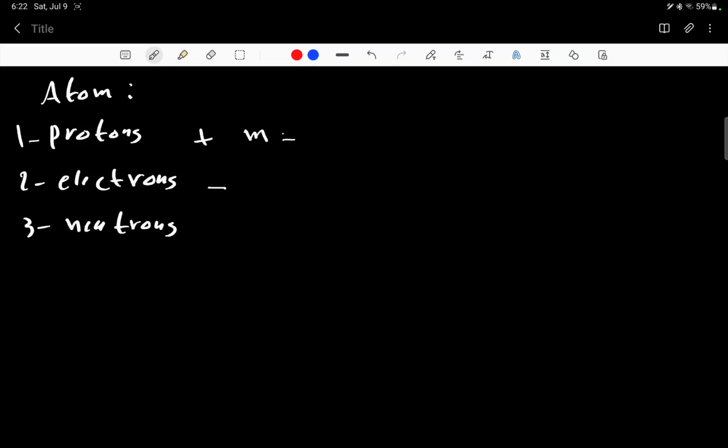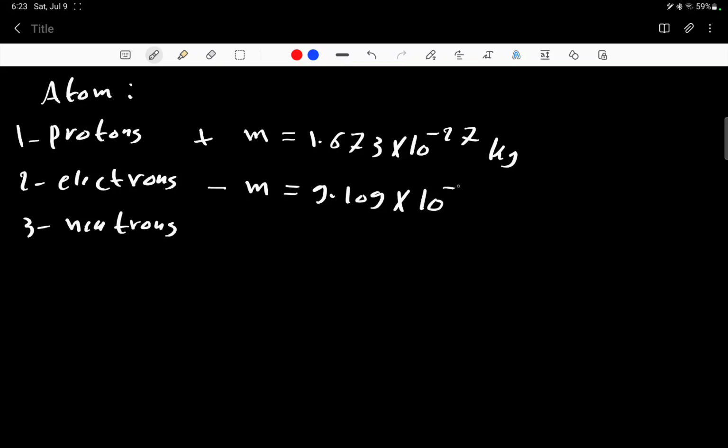The mass of a proton is equal to 1.673 multiplied by 10 to the power of minus 27 kilograms. The mass of an electron is equal to 9.109 multiplied by 10 to the power of minus 31 kilograms. And the mass of a neutron is equal to 1.675 multiplied by 10 to the power of minus 27 kilograms.